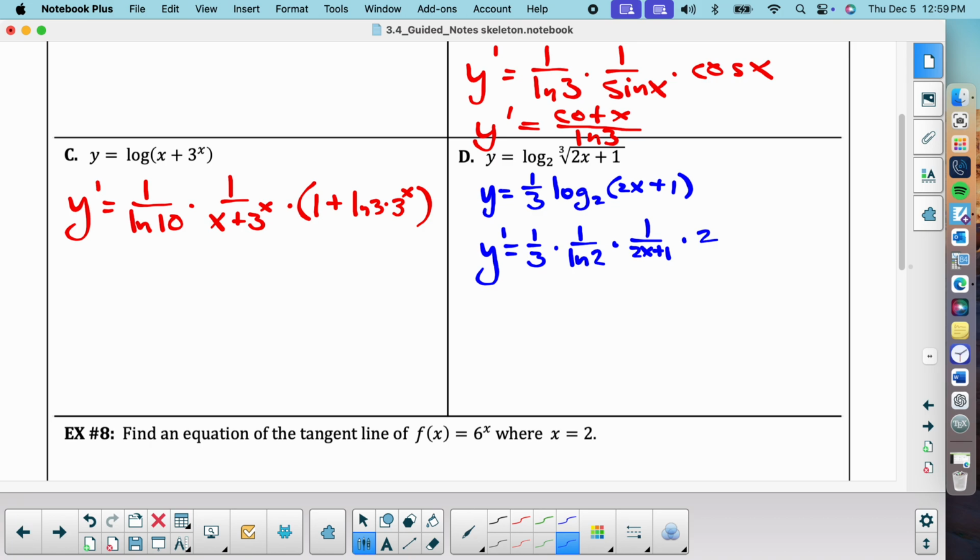Second one, it makes a huge difference if you take the cube root portion out as a power before you do the derivative. Because the derivative of the cube root of 2x plus 1 is far worse than doing the derivative of 1/3 times the logarithm. But the answers would simplify down to the same thing, even if you didn't take the 1/3 out.